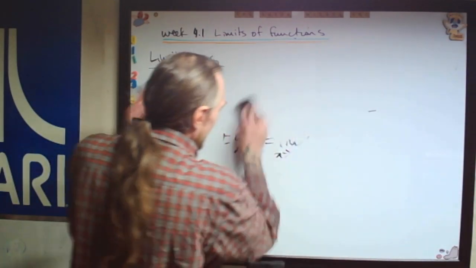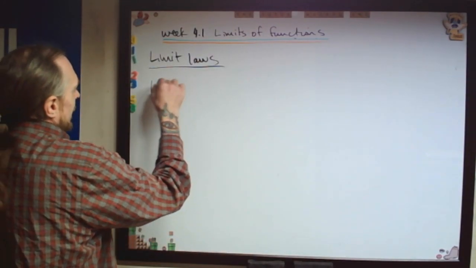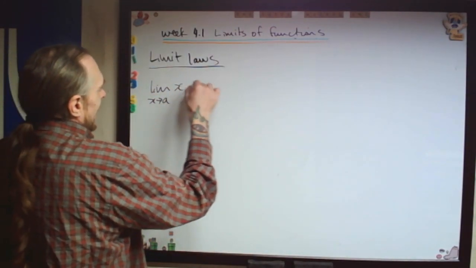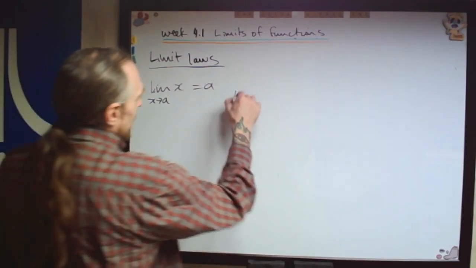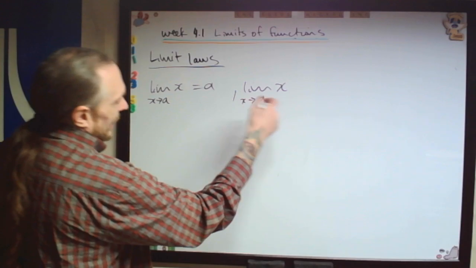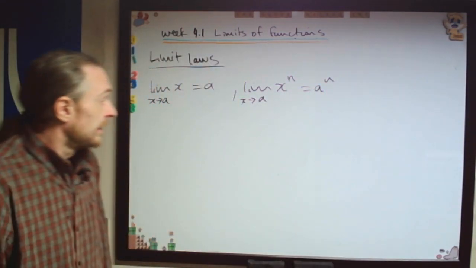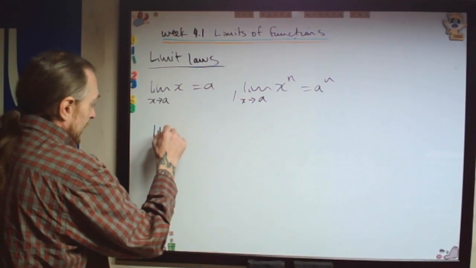So if we still have those limit laws, they'll also say that the limit as x approaches a of x is a, and the limit as x approaches a of x to the n is a to the n, if a is a finite number. And then you can combine the limit laws already.